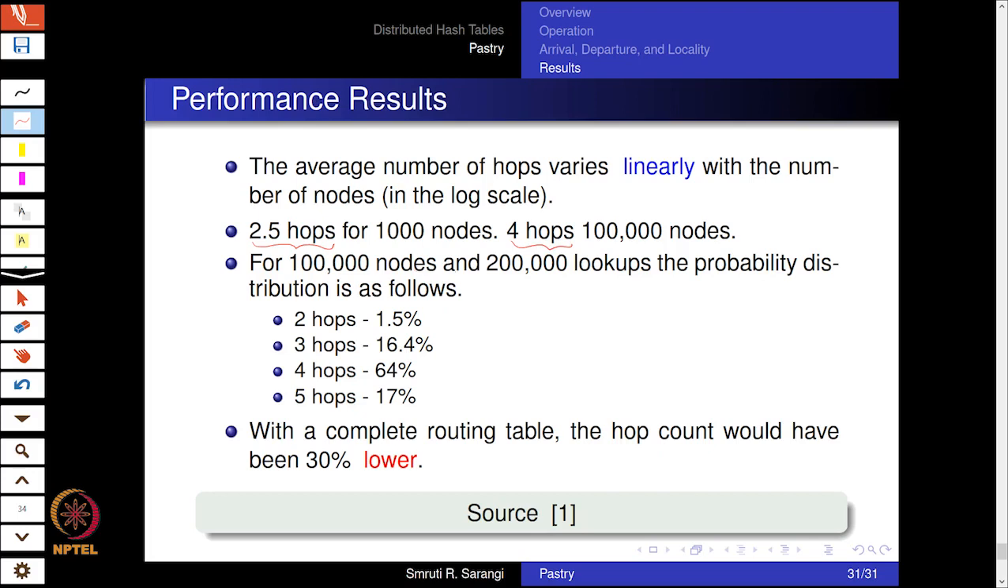And for 100,000 nodes and 200,000 lookups, the probability distribution of the hops is like this: 1.5% take 2 hops, and most of them are between 3 and 5 hops: 3 hops 16.4%, 4 hops 64%, and 5 hops 17%.